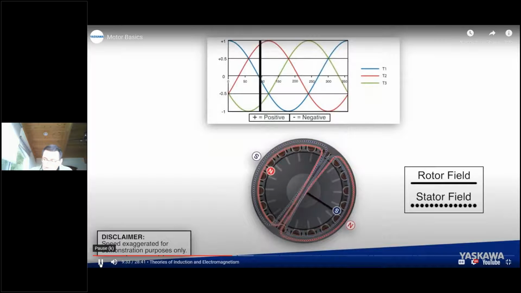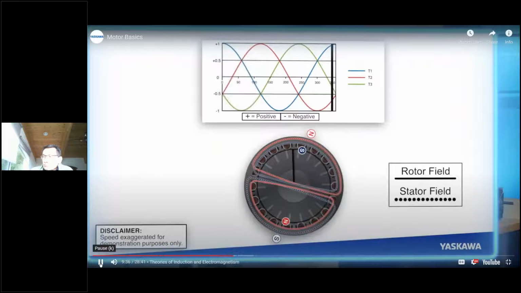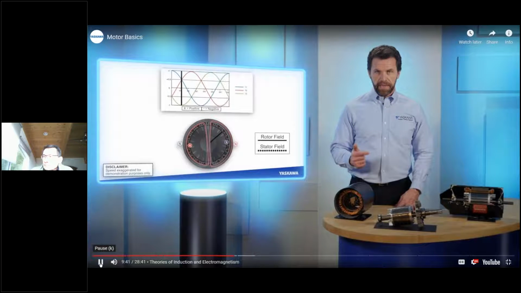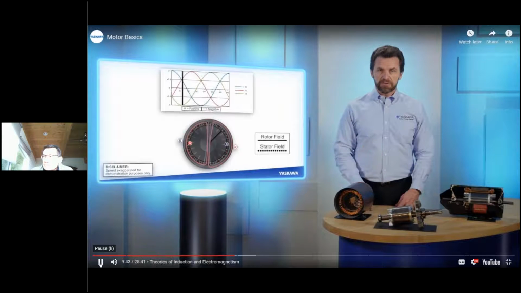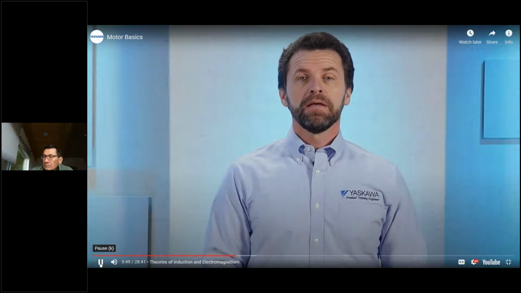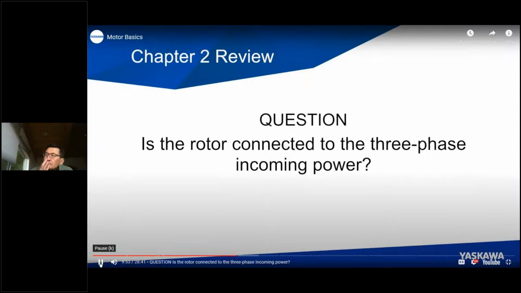As you can see, the rotor rotates slower than the stator. How much slower depends on the motor's external load and how much energy is lost internally from friction, induction leakage, and other causes. Now, here's another question. Is the rotor connected to the three-phase incoming power?